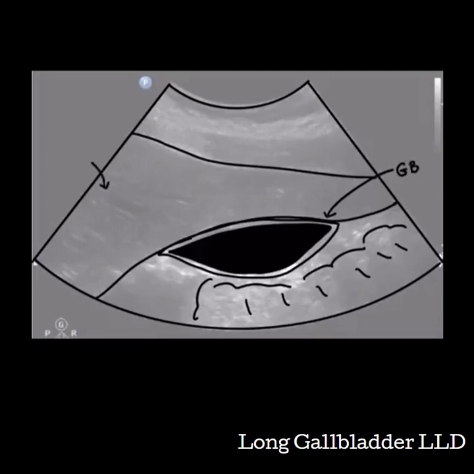Find a window that connects all three parts of the gallbladder together in its longest plane. Use your TGCs and gain to clear out the gallbladder of artifact. You can measure the wall in this image.